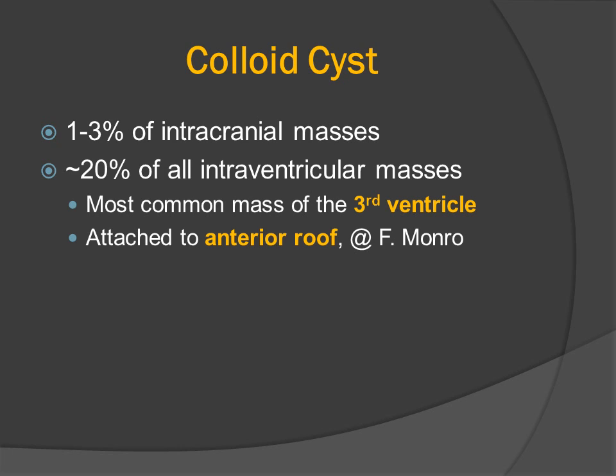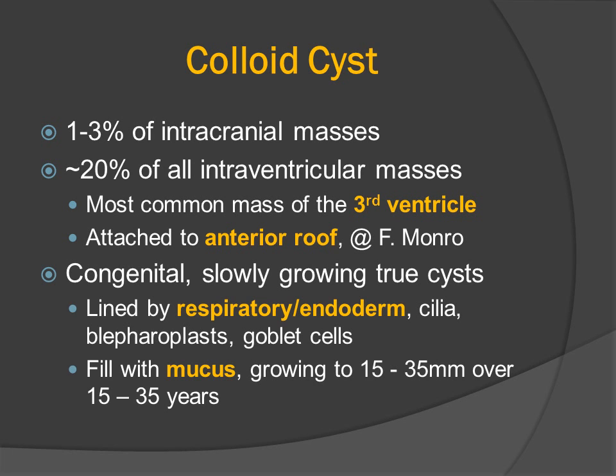It is a congenital fluid-filled space lined by an epithelium. It represents about 1 out of 5, or 20%, of intraventricular masses. It is almost exclusively located within the third ventricle, usually attached to the anterior roof of the third ventricle at the foramen of Monro. This is a congenital but slowly growing true cyst.